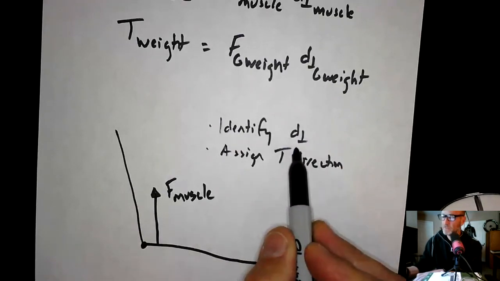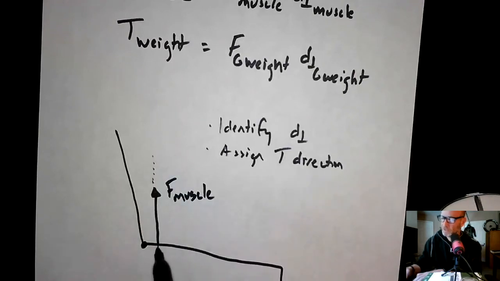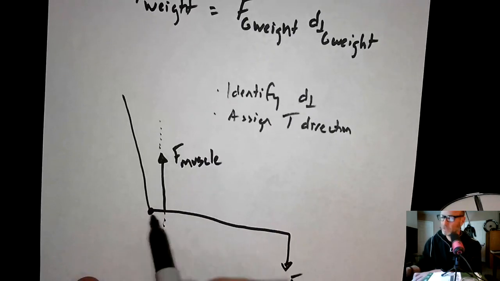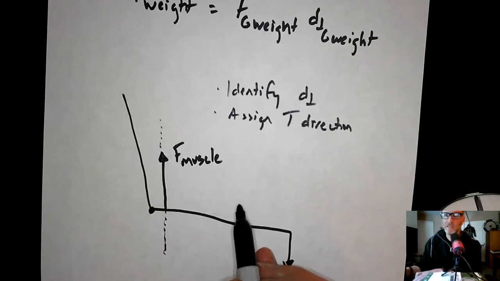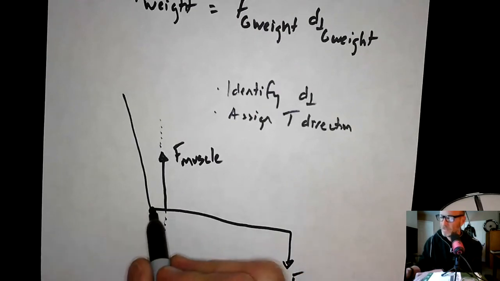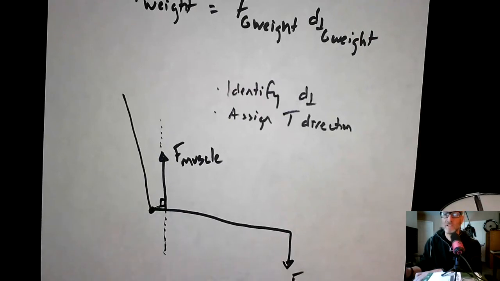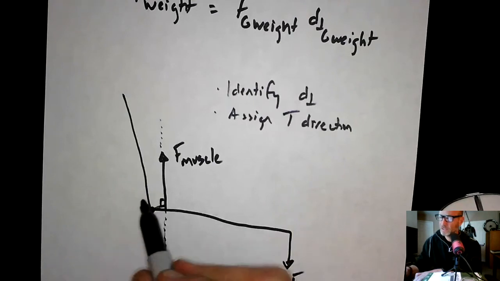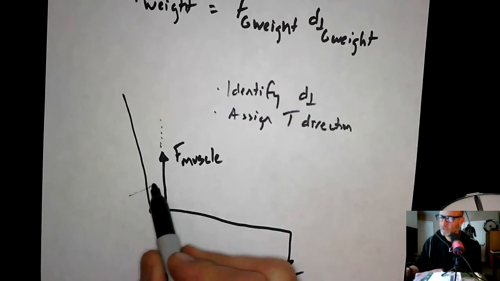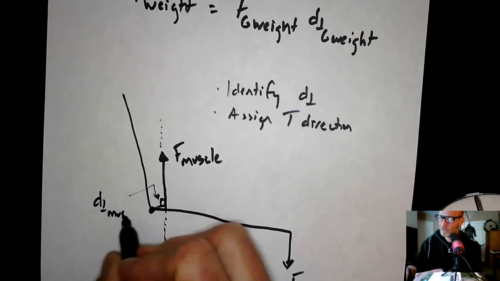So identify the moment arm for the muscle force. We draw out the line of application, a straight line projection in both directions. And then we draw the shortest distance between the axis of rotation and the line of application of the force. That distance line that we draw has to be perpendicular to the line of application of the force. So this little distance right here, I'm going to draw an arrow, is the moment arm for the muscle.